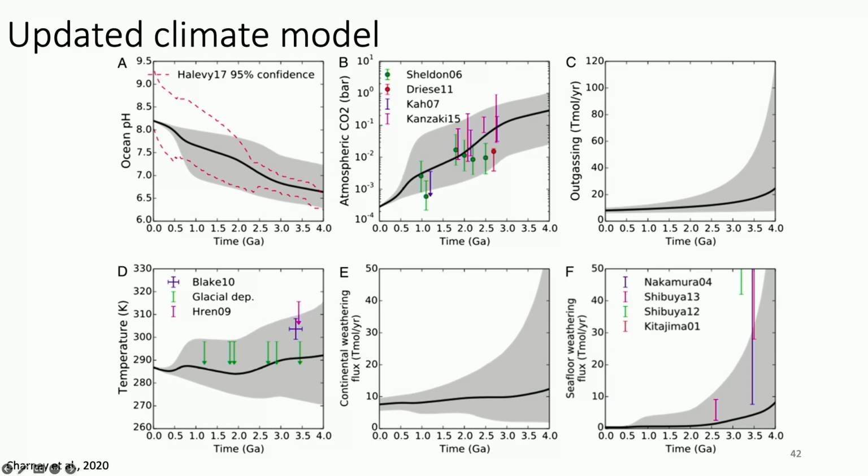Less constrained is the outgassing of the Earth. For the temperature of the surface of the Earth, you see that at the beginning we do have some strong inconsistency with the other information that we have from other proxies. So that's an issue here, something that has to be worked out. Then the continental weathering, we talked about it, and the seafloor weathering.